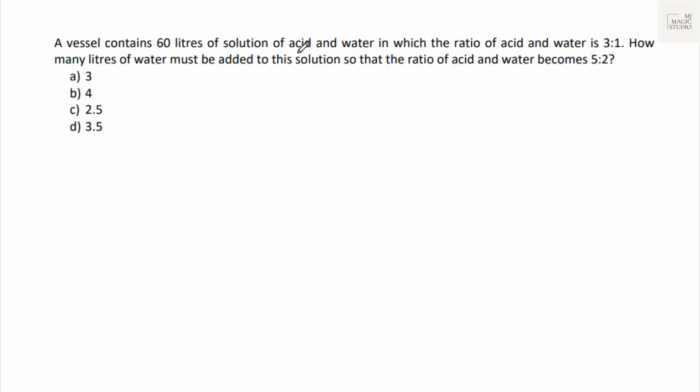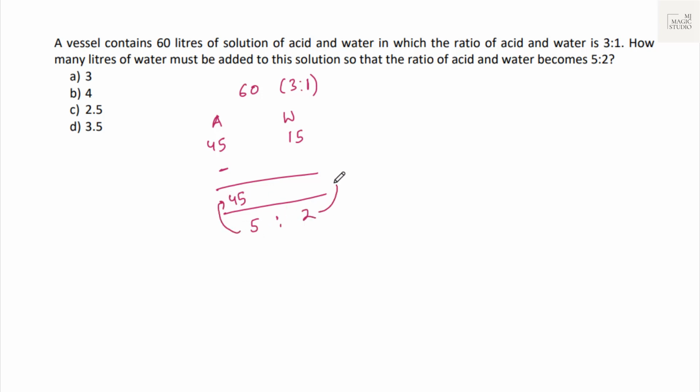A vessel contains 60 liter of solution of acid and water, in which the ratio of acid to water is 3:1. 3:1, that means 60 divided by 4 is 15. Acid is 45, water is 15. How many liters of water must be added? Water is added, not the acid, to this solution so that the ratio of acid and water becomes 5:2. This new ratio is 5:2. 5 means 45, that means 9 times. So 2 into 9 is 18. So how much water is added? 18 minus 15, that is 3 liters.